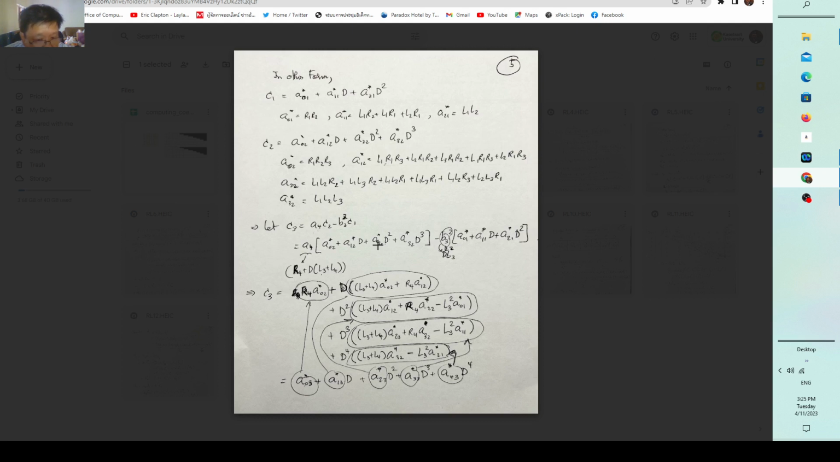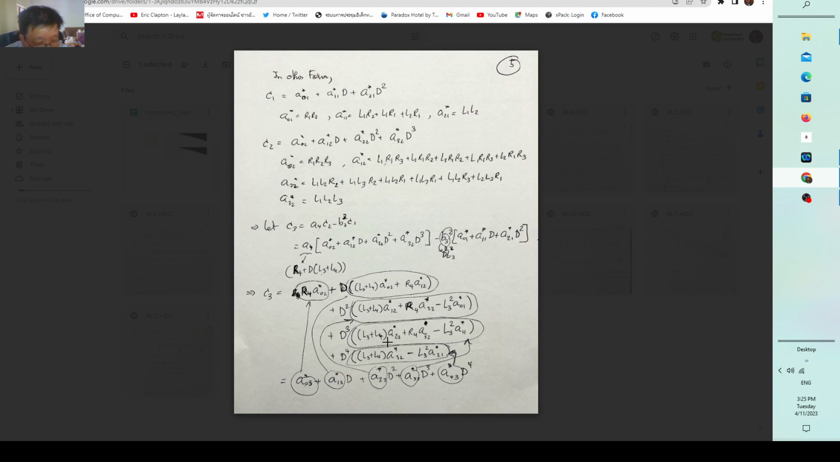And then the third term, the third order, becomes r sub 4, you multiply by a sub 3 2 star, this one times d square. So this one r sub 4 a sub 3 2 star. And then the term d times l sub 3 plus l sub 4, you need to multiply this by a sub 2 2 star. Yeah, this one, a sub 2 2 star, l sub 3 plus l sub 4. Why? Because this one has d, multiplied by l sub 3 plus l sub 4, and a sub 2 2 square multiplied by d square. So d square multiplied by d becomes d to the 3.